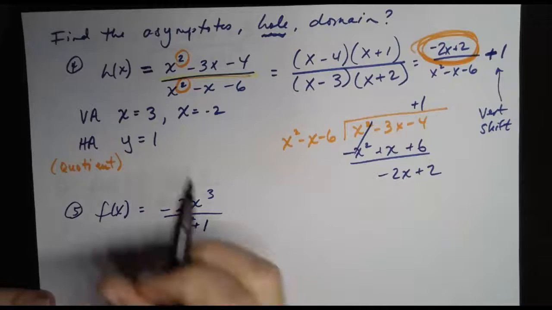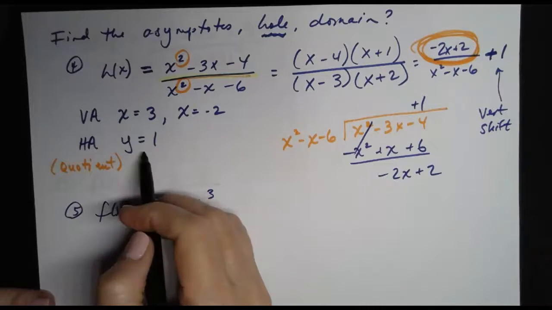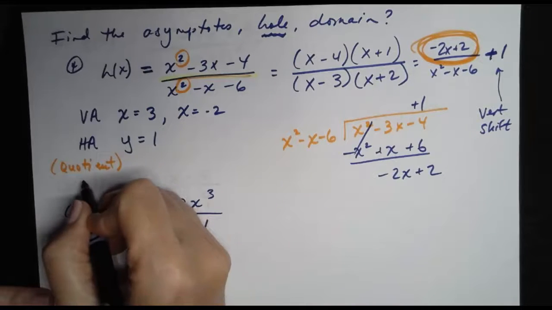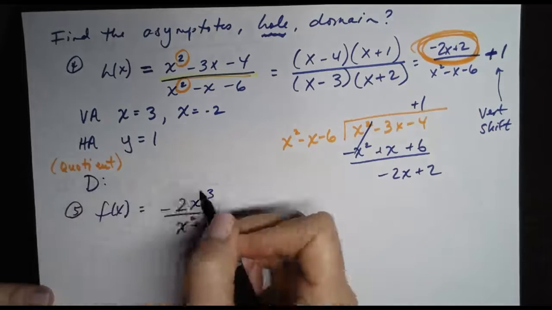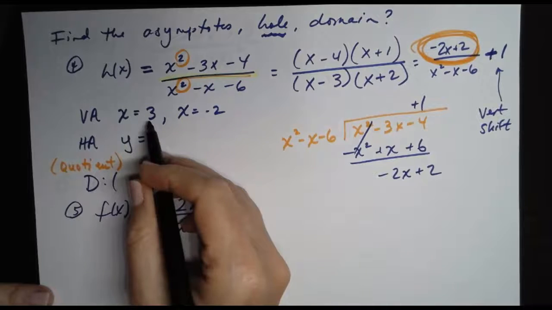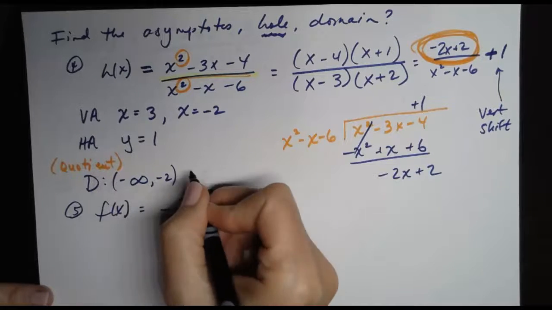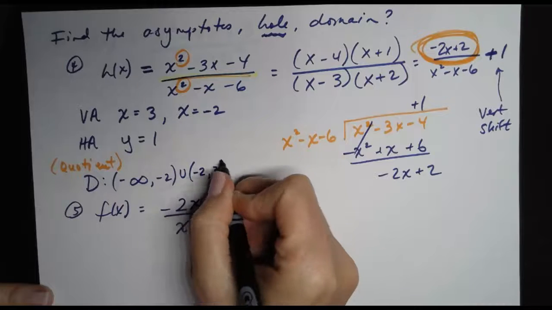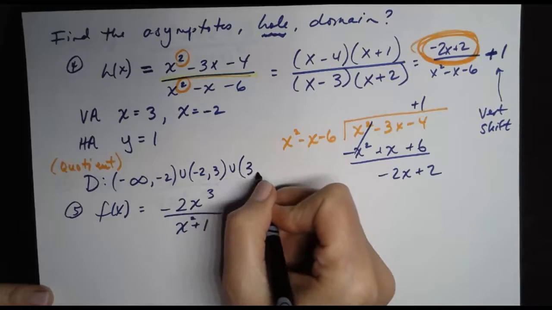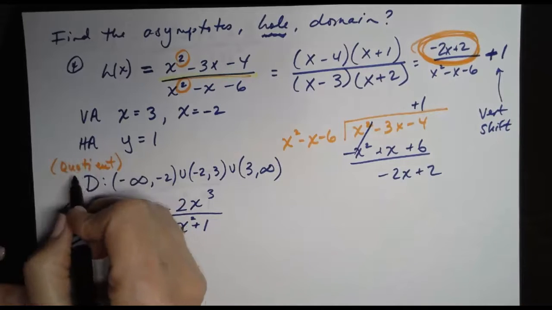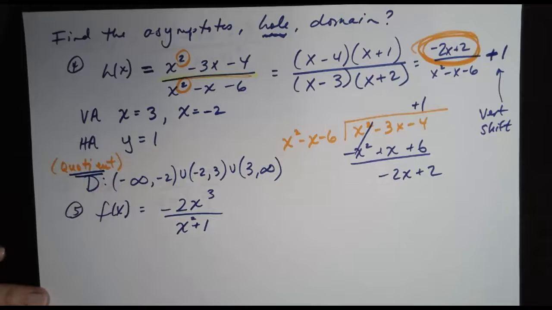So what do we have here? We got 2 vertical asymptotes. We got a horizontal asymptote. And remember, the domain and the vertical asymptotes kind of go hand in hand here. So our domain is everything but 3 and -2. So -infinity to -2 union -2 to +3 union 3 to infinity. Very busy problem, but once again, a reminder, the horizontal asymptote is the quotient. Not the remainder, just the quotient.